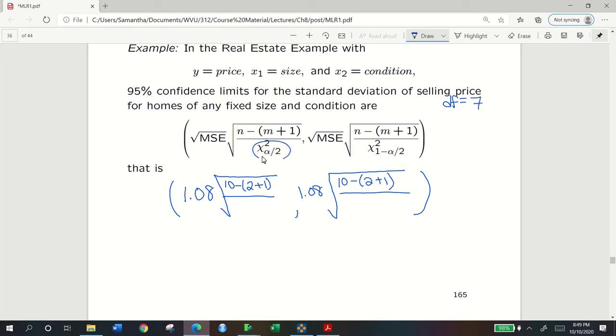And now we need to get our alpha over 2 and 1 minus alpha over 2 values. So we were given that this is a 95% confidence limit, and that tells us that our alpha value is 0.05. So that means alpha over 2 is 0.025, and that means our 1 minus alpha over 2 is going to be 0.975. And so this is the information that we need in order to get our critical values.